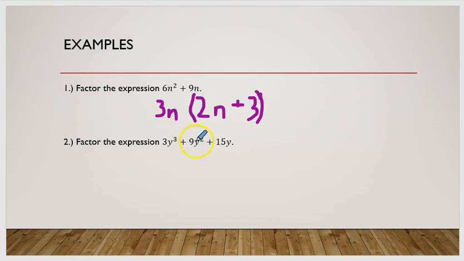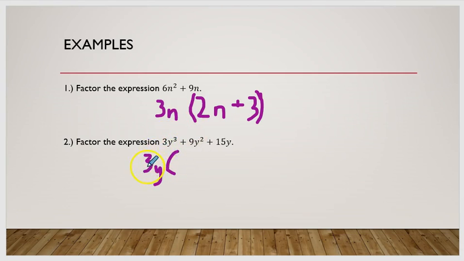Second quick example, I'm going to focus on the numbers again first. So everything here is divisible by 3. And for the variables, we have the third power, the second power, and the first power. So the biggest exponent that they all have in common is the first power. So that's our GCF that we've pulled out.